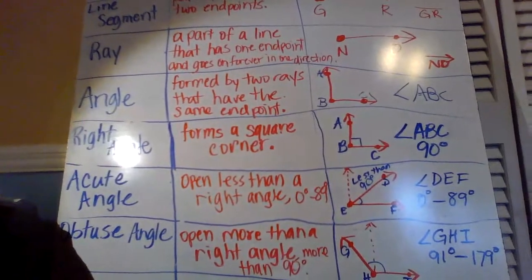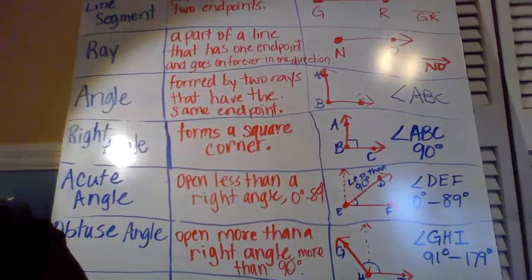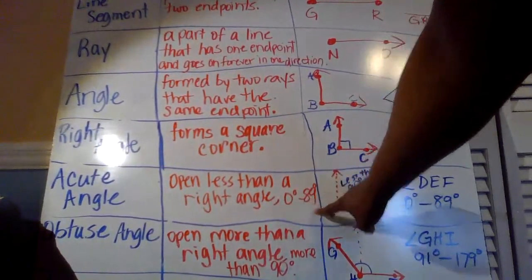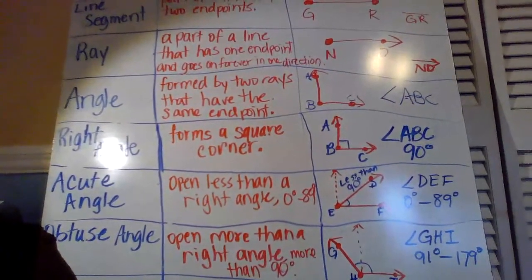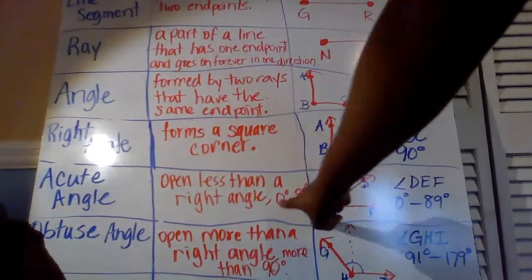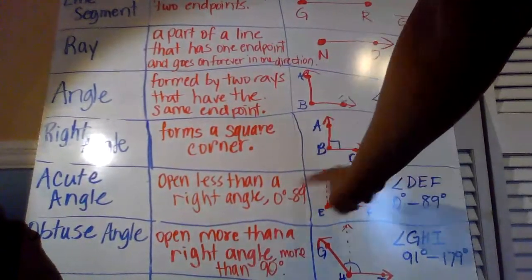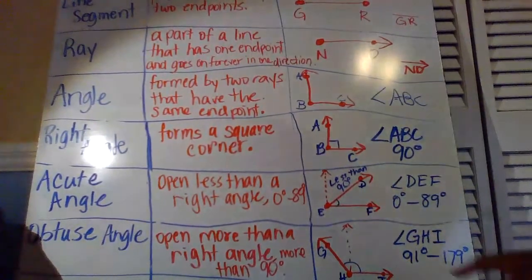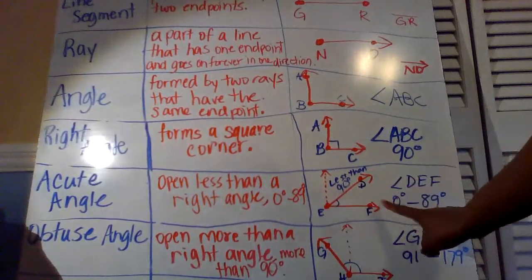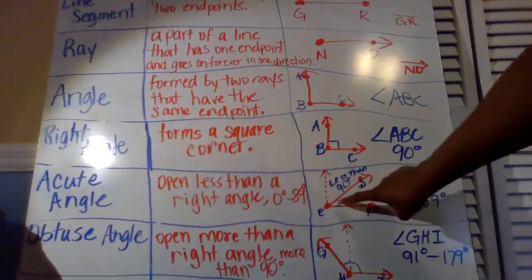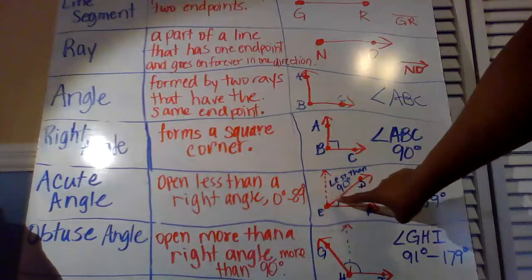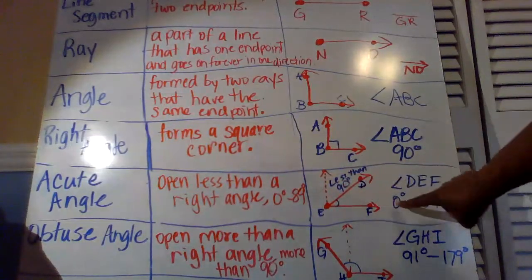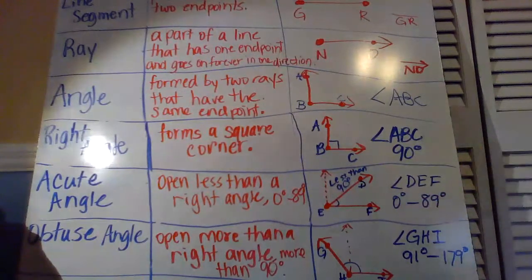Next would be acute angle. An acute angle is open less than a right angle, and it's from 0 degrees to 89 degrees because it's less than a right angle. A right angle is 90, so an acute angle is less than 90. So any number that's less than 90. You can see in the example that it shows an acute angle here. The acute angle is DEF, and you see that it's smaller than the square, and that dashed line is to show you that right angle, but it's less than 90. So it's anywhere from 0 to 89 degrees.